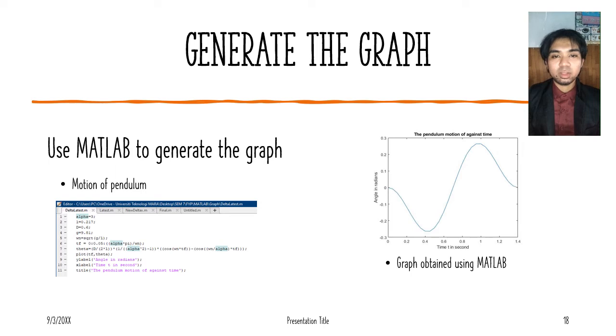Generate graph for the second formula. We use the same steps. Start by creating the coding for the formulas. After that, we run the program to get the result of the graph. Then, as you can see on the right side of the slide, you can see the picture, the graph result from the coding.